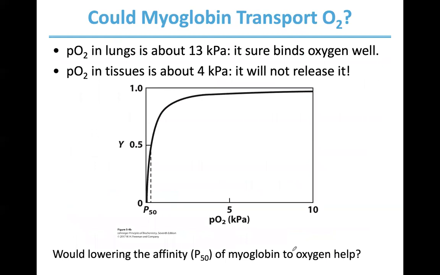All right, so the question is, could myoglobin transport oxygen? Well, partial pressure of oxygen in lungs is about 13 kilopascals. Sure, it binds oxygen well. Partial pressure of oxygen in tissues is about 4 kilopascals. It will not release it.